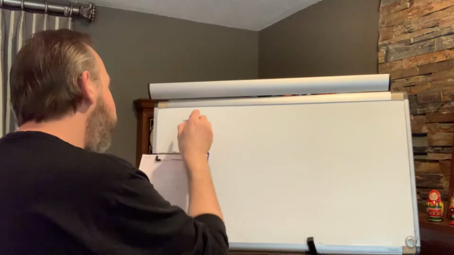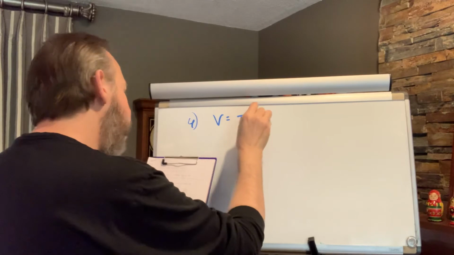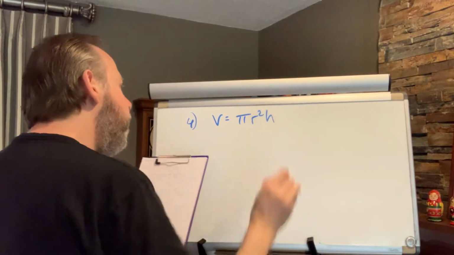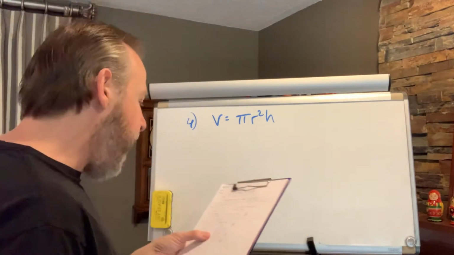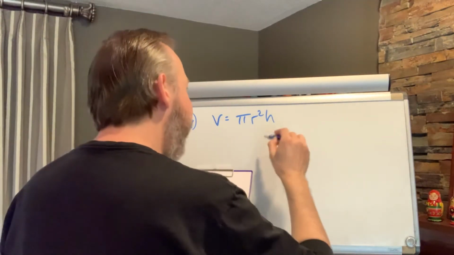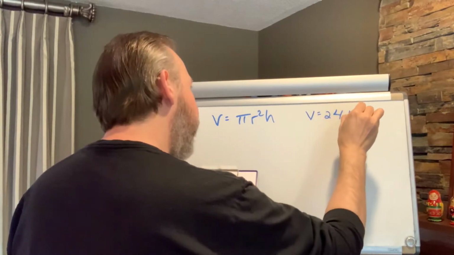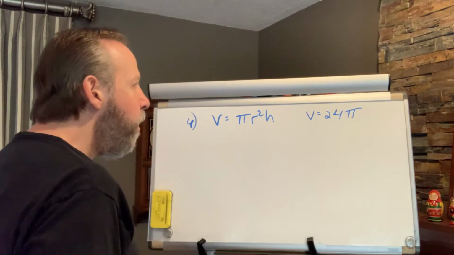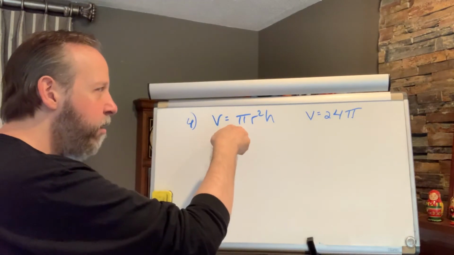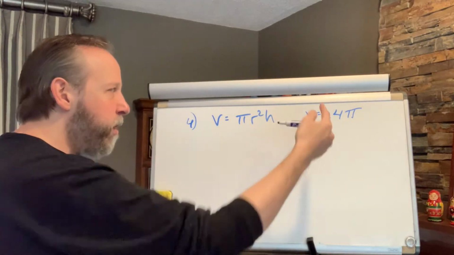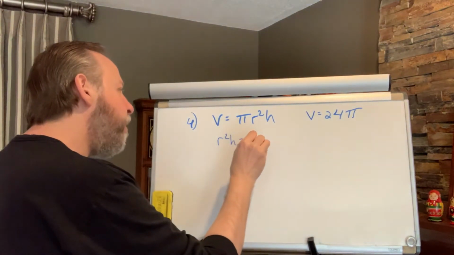Number 4 is probably the only one that might have given you a problem. It gave you the formula for the volume of a cylinder, pi r squared h. And it asked you what values of r and h would make the volume equal 24 pi. Well, if the volume is 24 pi, and pi is right there, the r squared h has to be 24. Okay, so r squared h has to be 24.